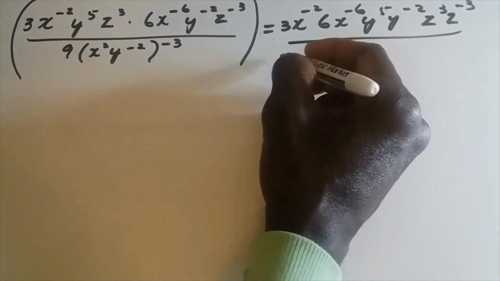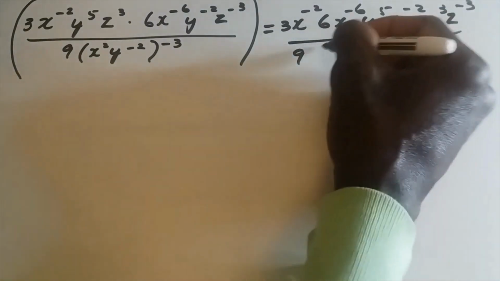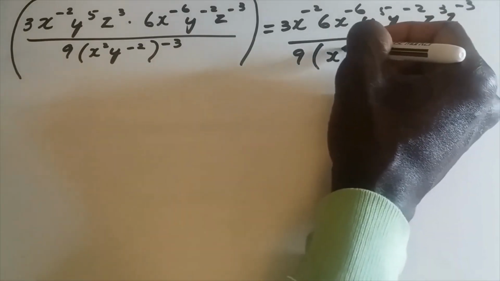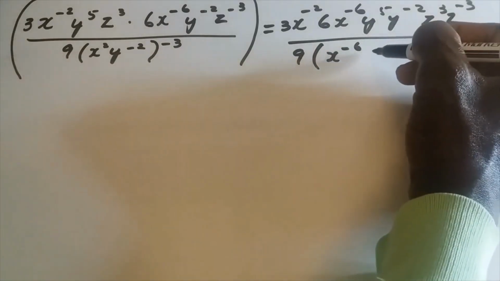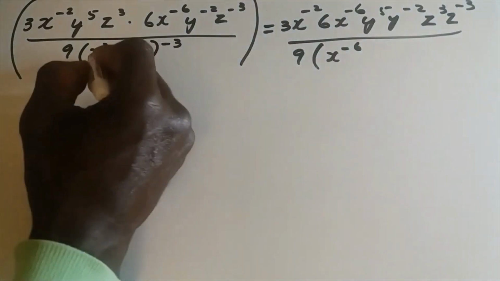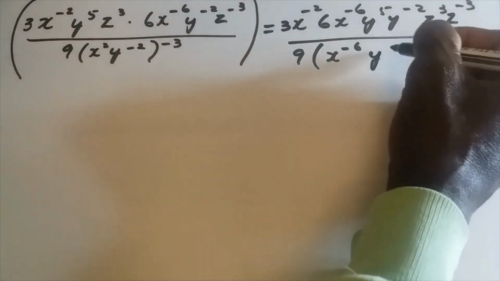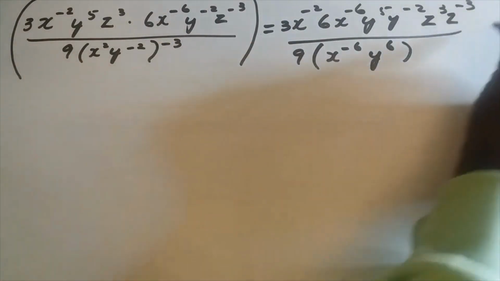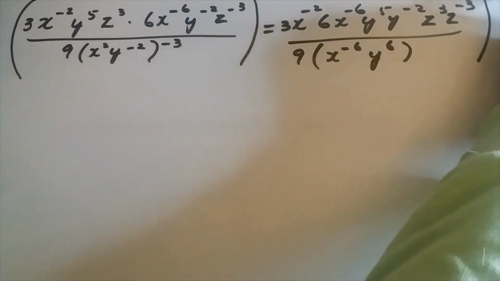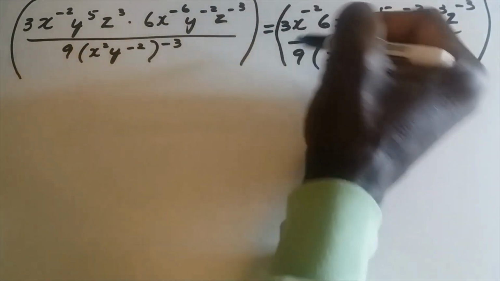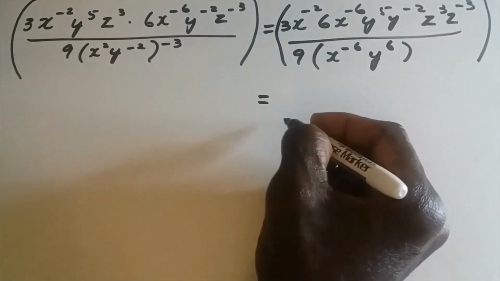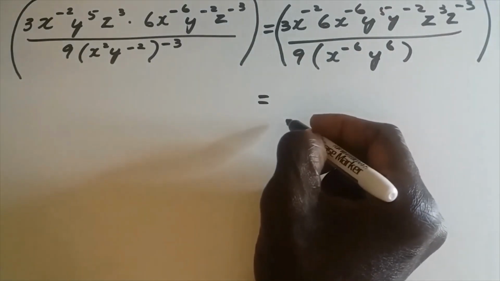All that over 9x to the minus 6. We'll clear the brackets here, and y to the 6th power. All this is raised to minus 3. Now we'll try and simplify as much as we can.